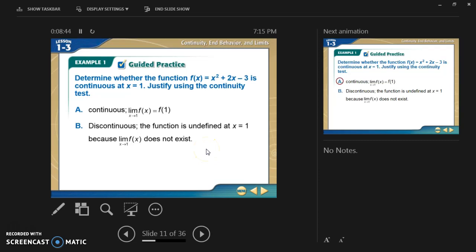You do this one. Determine whether the function f of x is equal to x squared plus 2x minus 3 is continuous at x equals 1. Justify using the continuity test. So, is it continuous at x equals 1 or is it not? Do those three tests to see what it is.